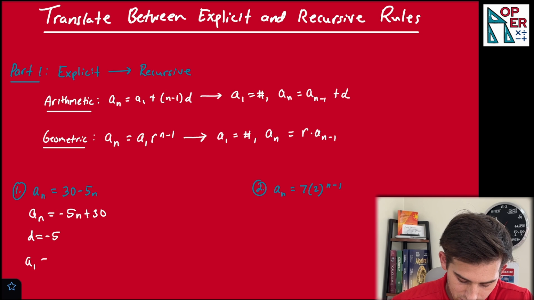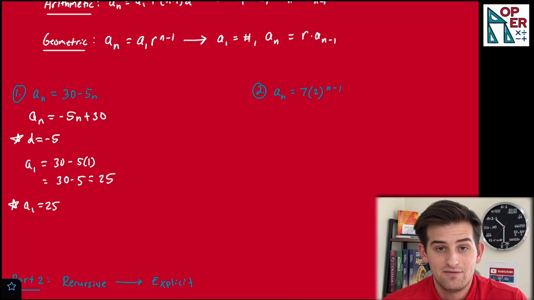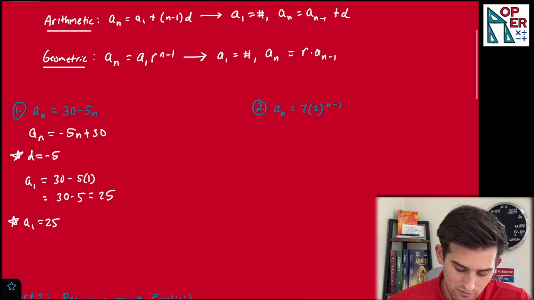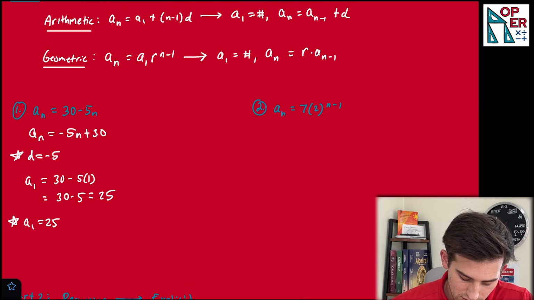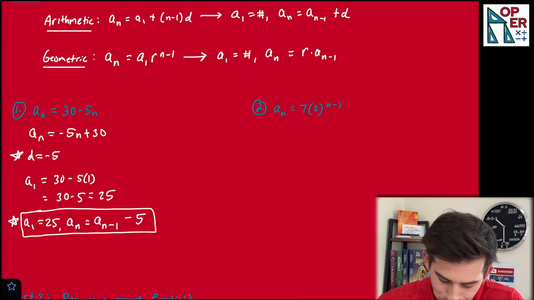Well, we need to find our first term. So a sub 1 equals 30 minus 5 times 1. So it would be equal to 30 minus 5, which is 25. Right? And so now we know that a sub 1 is equal to 25. This is important. Our common difference is negative 5. Now we have the information we need to write our recursive rule. So we're going to write a sub 1 equals 25, comma, a sub n equals a sub n minus 1 minus 5. And that would be our recursive rule from the explicit rule a sub n equals 30 minus 5n.